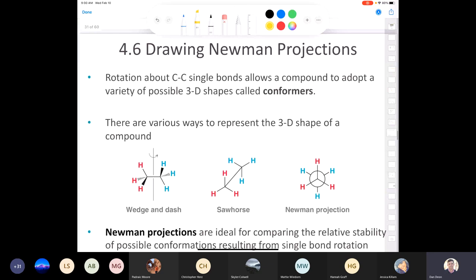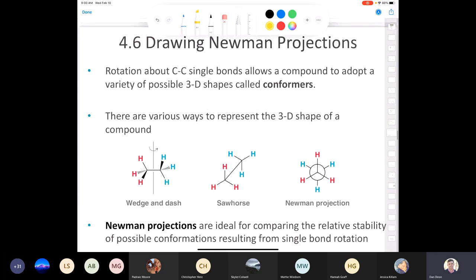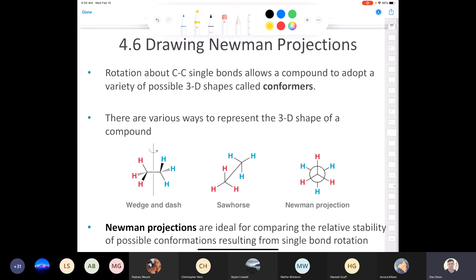Let's get into what are called Newman projections. You can really shake your fist and say Newman, just like Jerry. Anyhow, Newman projections were developed by Melvin Newman at Ohio State University a long time ago, back in the 1900s. It says here, the rotation around carbon-carbon single bonds allows a compound to adopt a variety of possible 3D shapes called conformers.